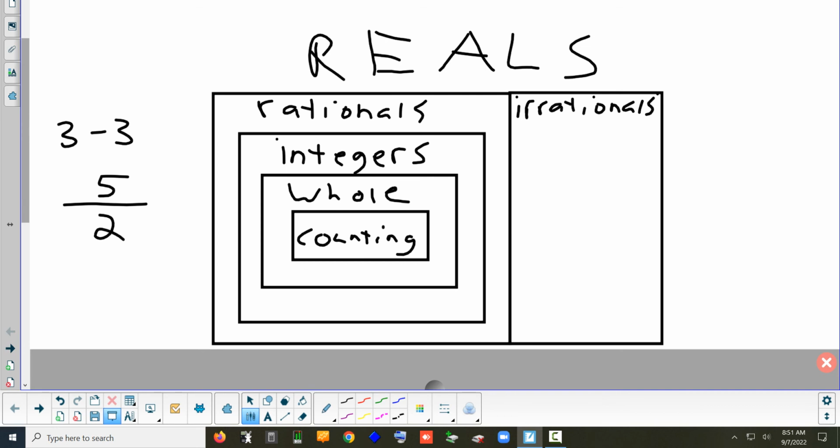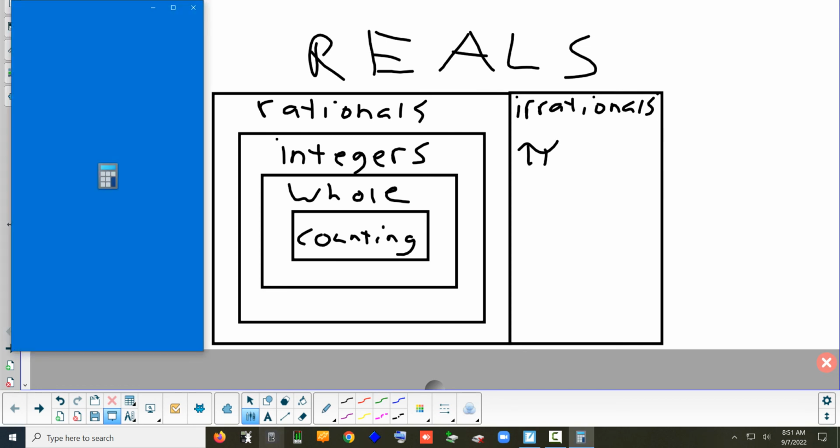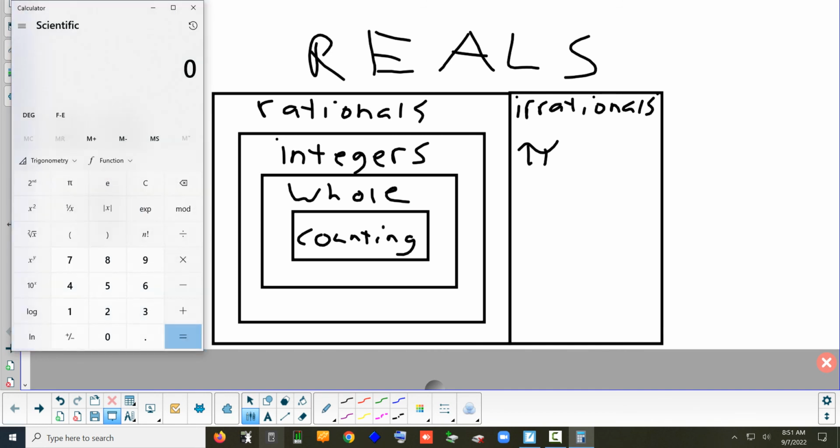Pi is an example of a number that you can't write as a fraction. If you type it in on a calculator and press the pi button, you're going to see a bunch of digits. So it's 3.14159, and it just keeps going. Well, that's not the exact answer for pi, right? It just keeps going forever. It never repeats. There's no pattern to it.